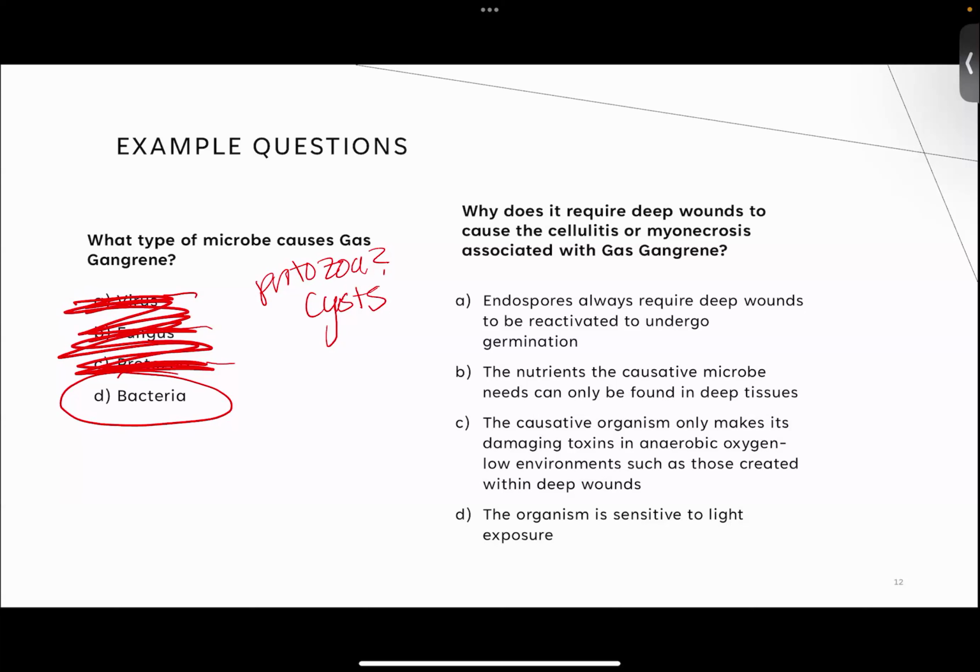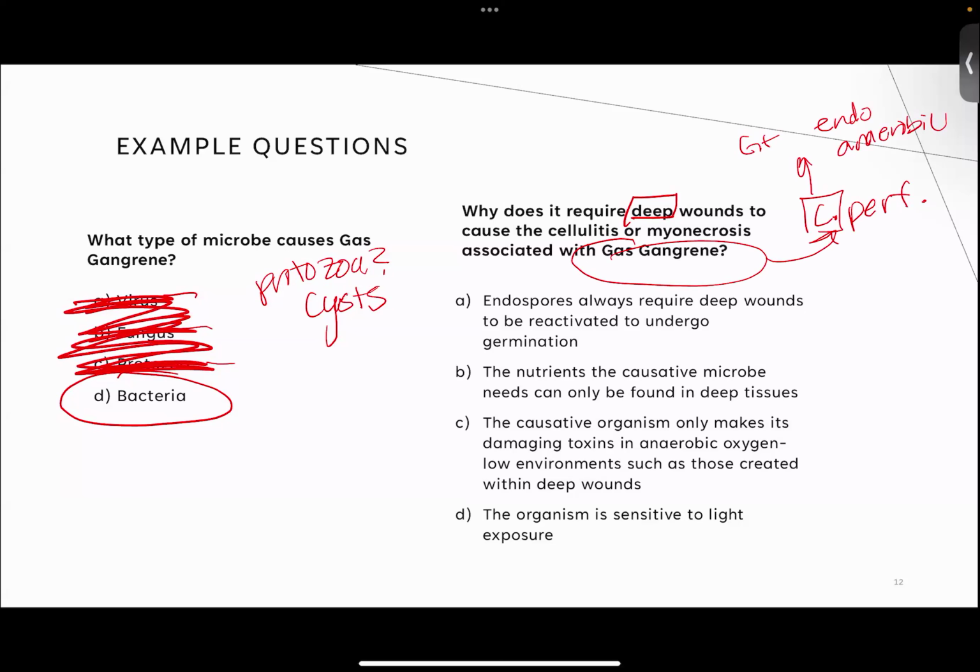Why does it require deep wounds to cause the cellulitis or myonecrosis associated with gas gangrene? All right, so gas gangrene, Clostridium perfringens. I'm just going to put C. perf so that we remember that it's the Clostridium. We know that this is a gram-positive, endospore-forming, anaerobic bacterium. So why do we need the deep wounds to cause the disease of gas gangrene?